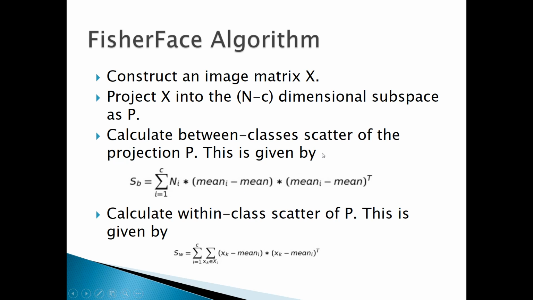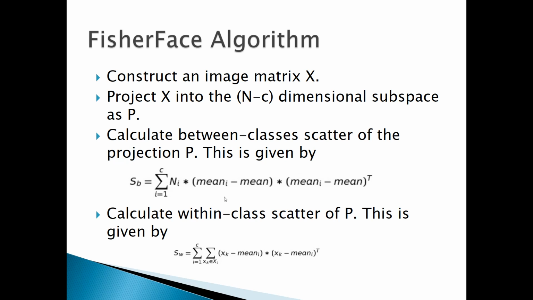The next step is to calculate the between-class and within-class scatter. For calculating the between-class scatter of the projection P, we'll be using the formula mentioned in the slide. Here, mean is the total mean of the projection P, mean of i is the mean of class i in P, and N of i is the number of samples of class i.